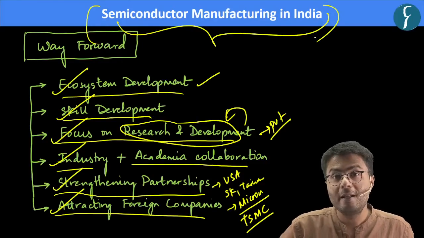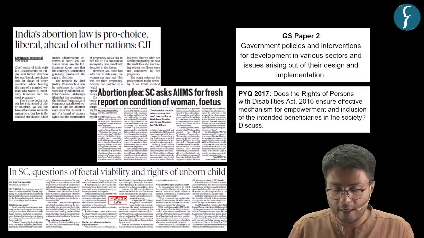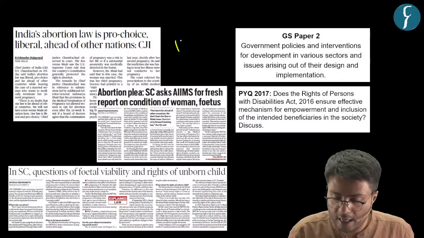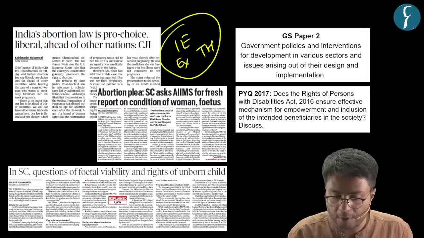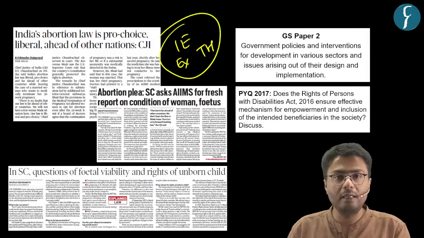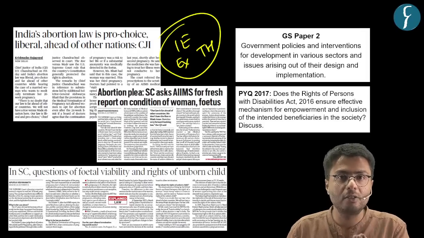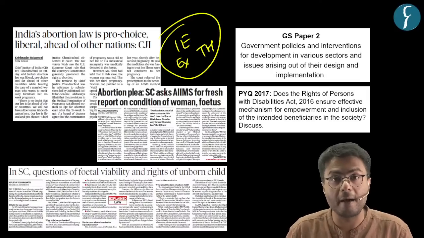And hence, let us move to the last article of the day, which appeared in both the Indian Express Explained section as well as the Hindu newspaper. Now, this article primarily highlights the nature of abortion and its legal provisions in India.